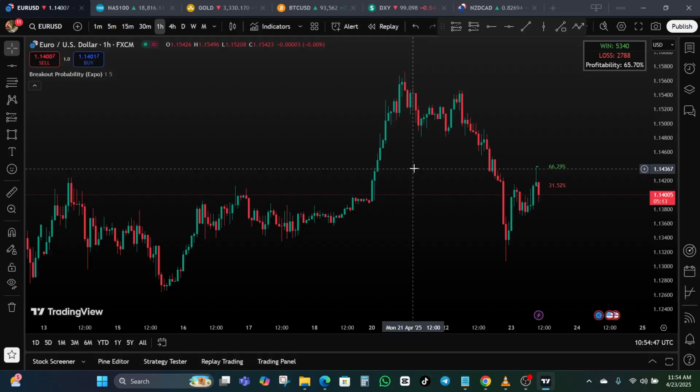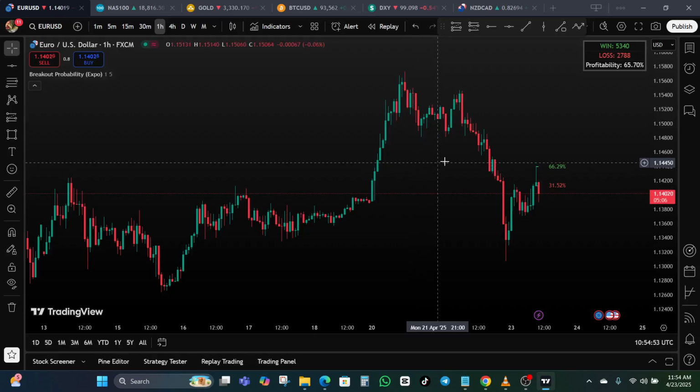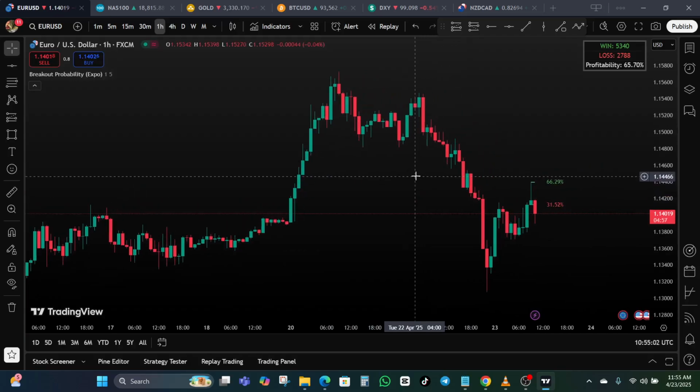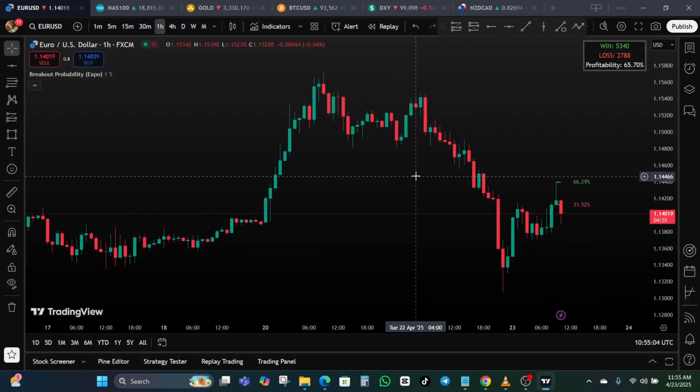Let us start with the problem first. We need to understand a problem before we can propose a solution to it, right? Now, breakout trading often feels like a coin flip. You see consolidation, you expect a breakout, you enter, and then price fakes out and reverses. It's frustrating and it's costly.